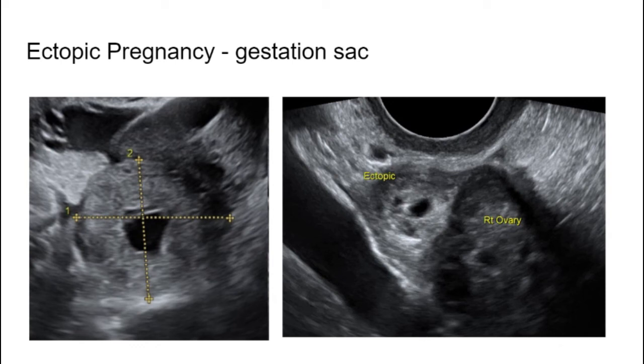And here you can see it's quite clearly different to the surrounding ovarian tissue, just sitting next to the lateral blood vessels as we would expect.